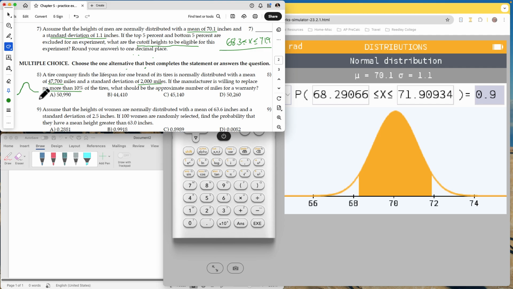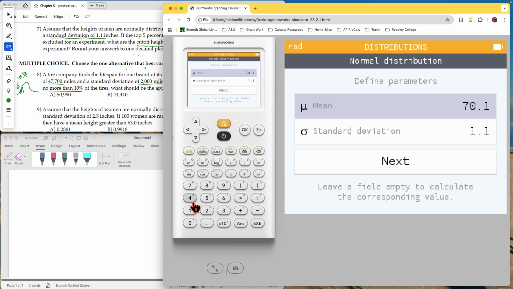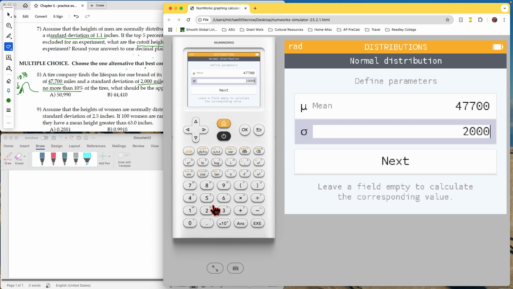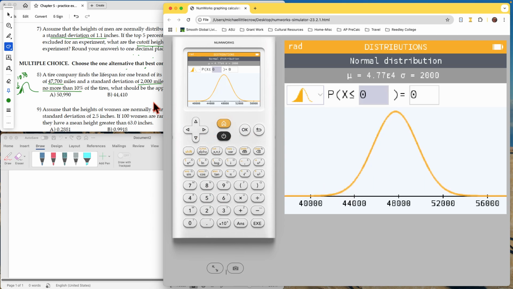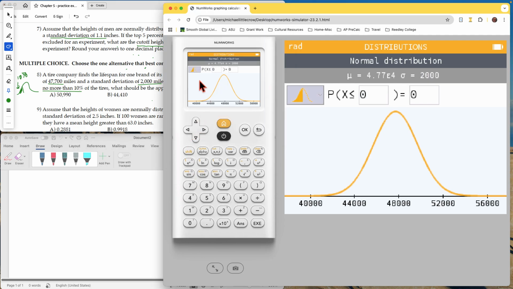This here has to be 10%. It's not the top 10%. You want to cut off the bottom 10%. That way, because these are the ones we'd have to pay on, because these tires did not make it as long as they should have. So that's the key part of this question. But then the rest is, let's just put in 47,700 and 2,000. And then we want no more than 10% payout, so that's the bottom 10%, which is the default.